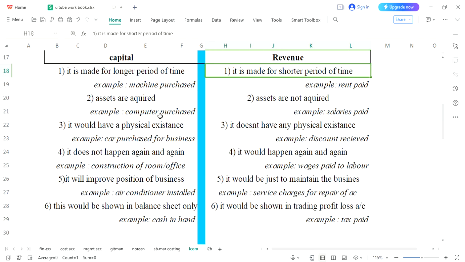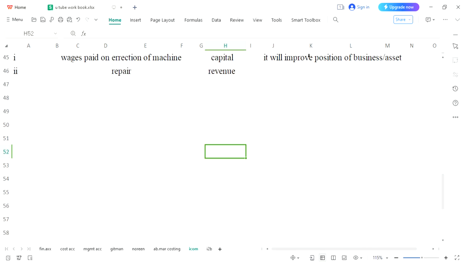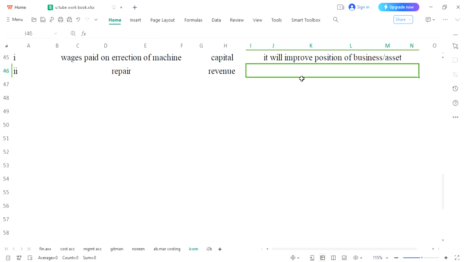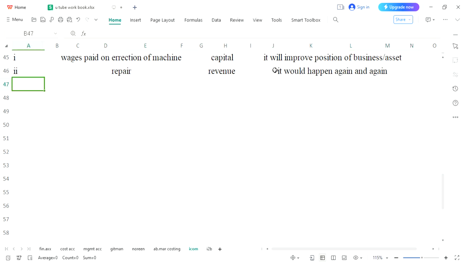All right, so here, shorter period, yes. Asset not acquired, yes. It would happen again and again, yes. And you can take this, it would happen again and again. Although you have repaired right now, after a shorter period of time you will have to do it again just to maintain your asset well. Alright guys, two entries are completed.